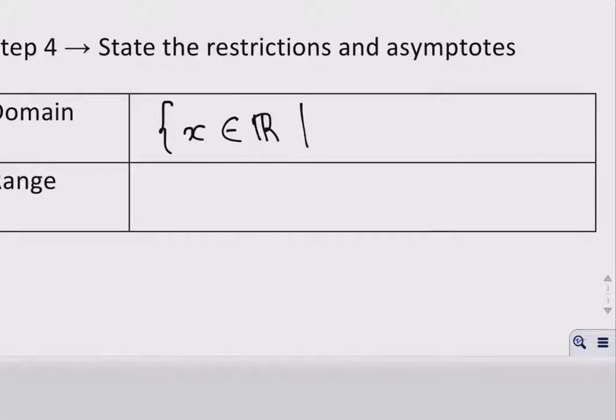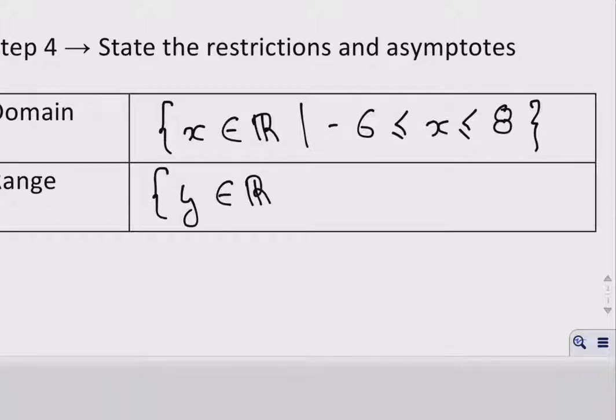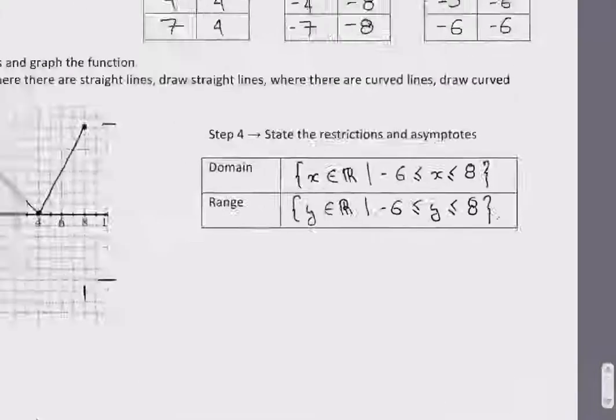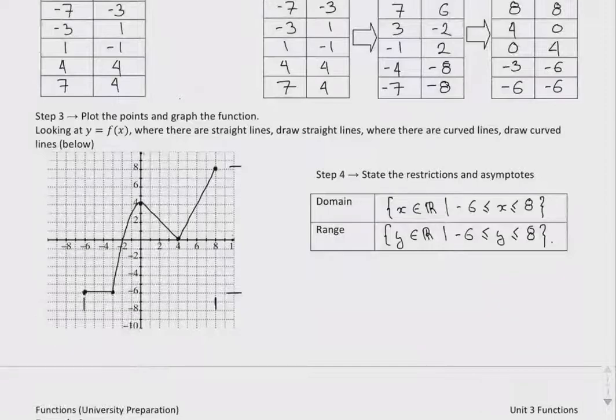X is a real number from -6 all the way to 8. Similarly, y is a real number all the way from -6 to 8 as well. There's our first example of a function transformed, and we only know the graph.